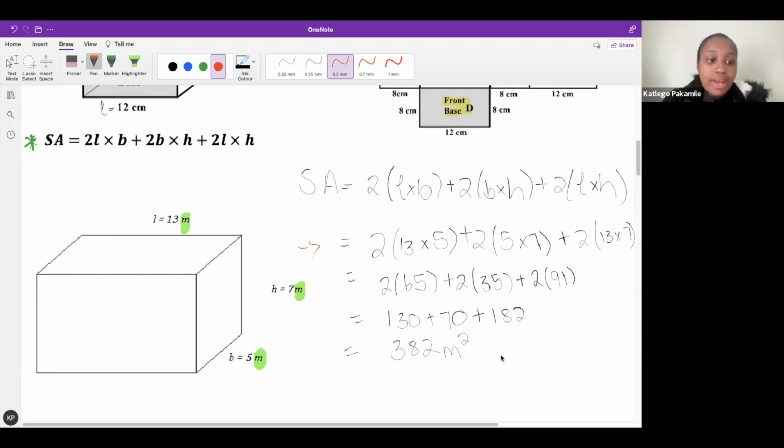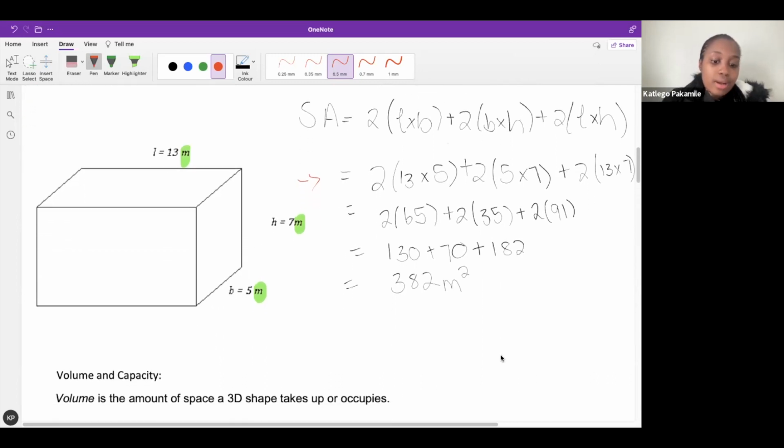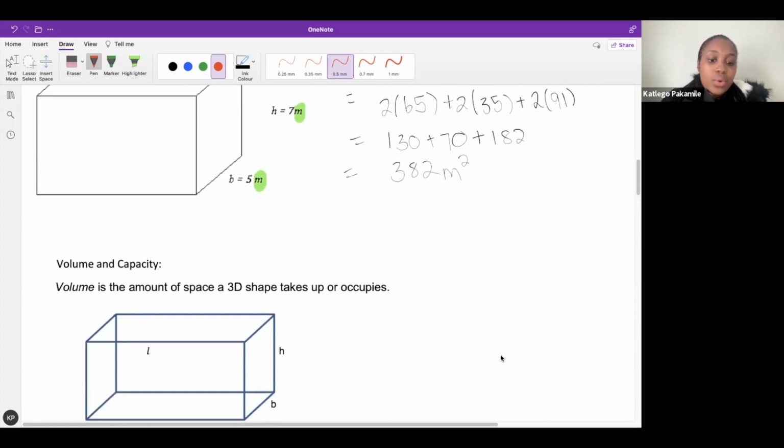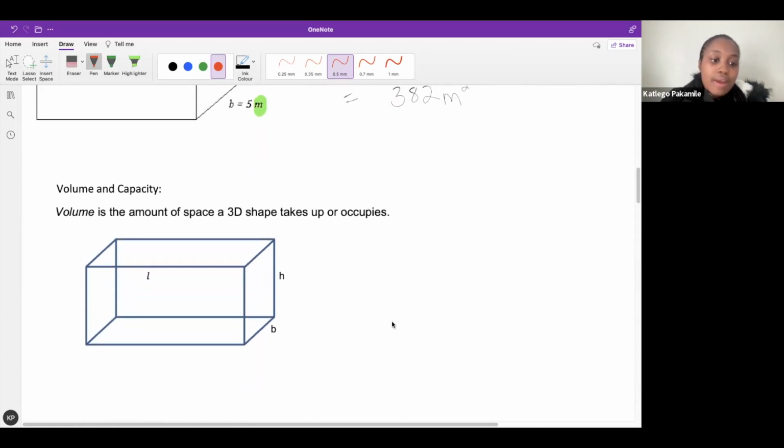Okay. Now we have to move to volume and capacity. Ooh, okay. Volume. Let's start with volume. These are closely related. That's why I put them under the same heading. Okay. So volume is the amount of space a three-dimensional shape takes up or occupies. So if you're going to put this box in the corner of your room somewhere, you want to know how much space will this shape occupy.